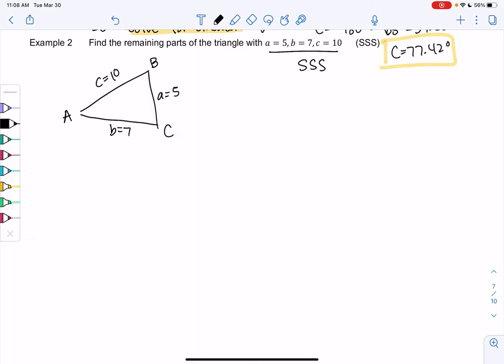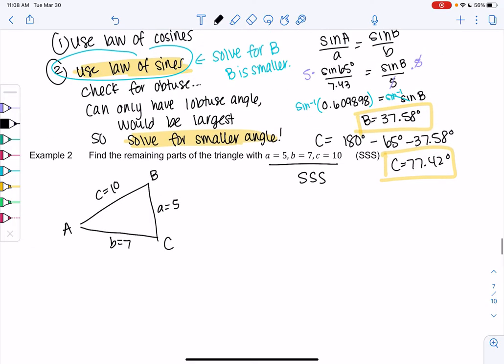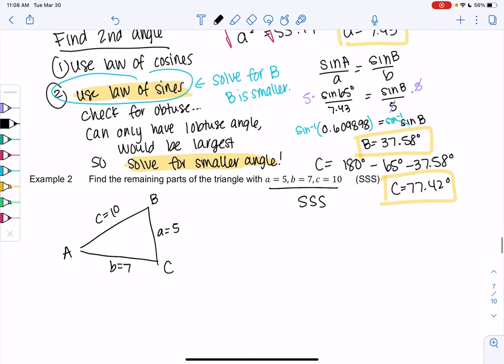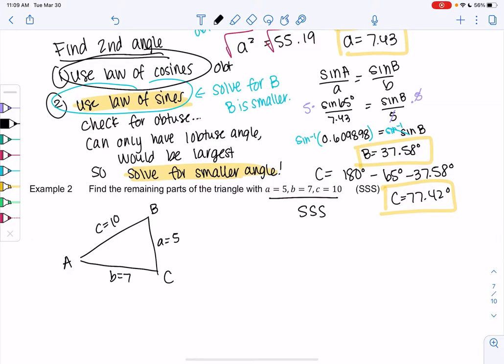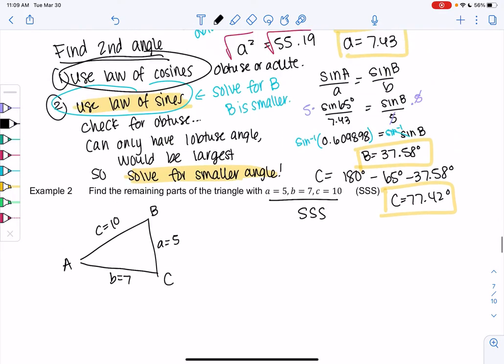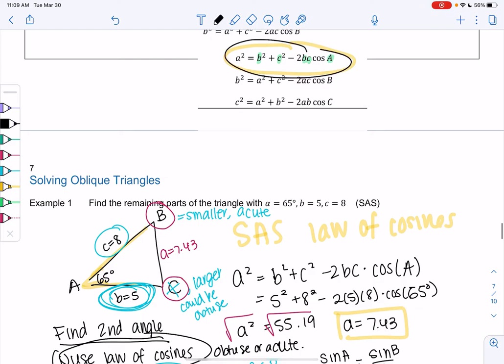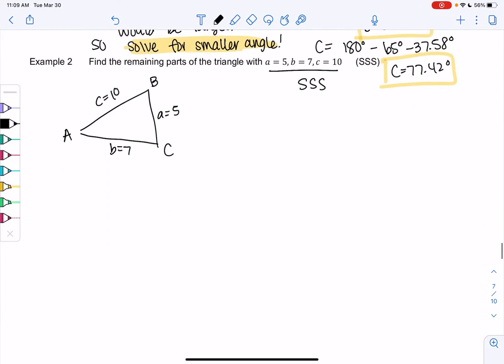So we're gonna go ahead and use law of cosines for side, side, side. Last time I was talking about worrying about which one's obtuse or acute. With law of cosines, it doesn't matter. This will solve for obtuse or acute. So it doesn't matter which one we solve for. So I'm just gonna solve for a because that's the first formula. It really doesn't matter. You can solve for any of them.